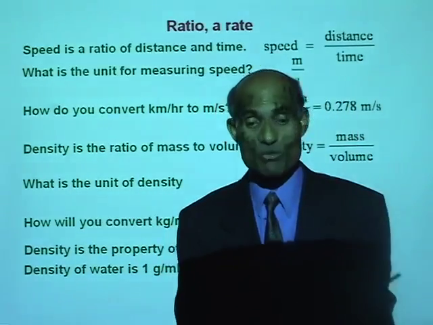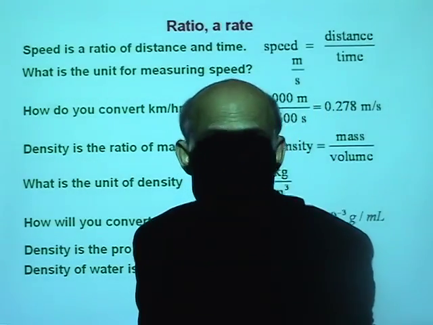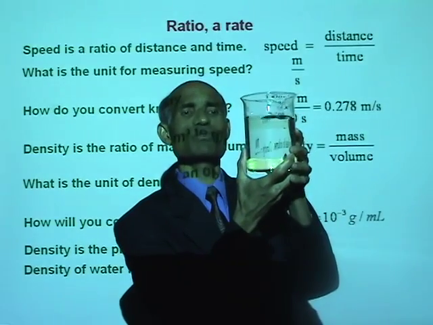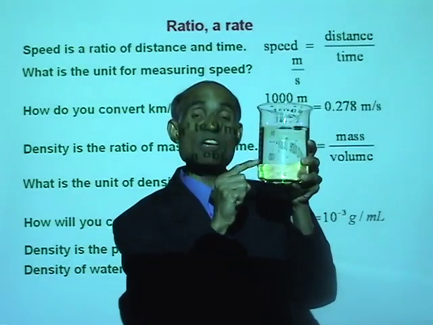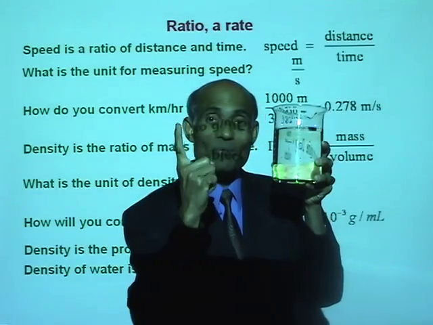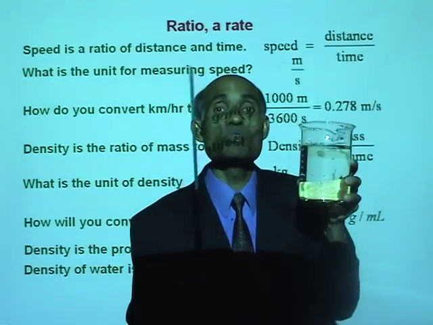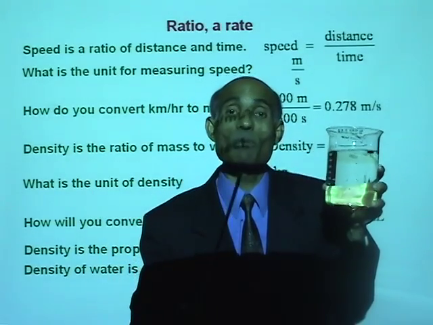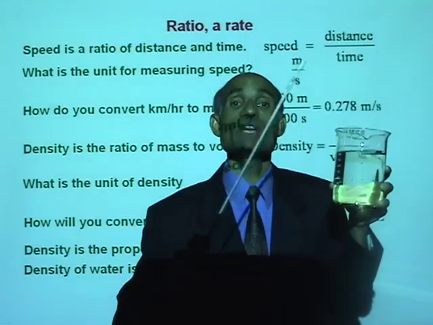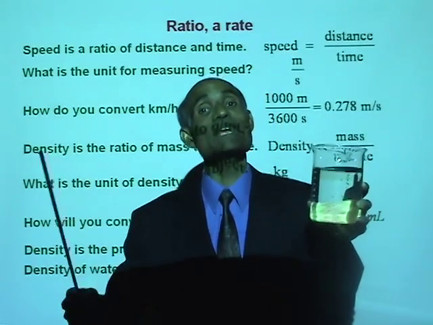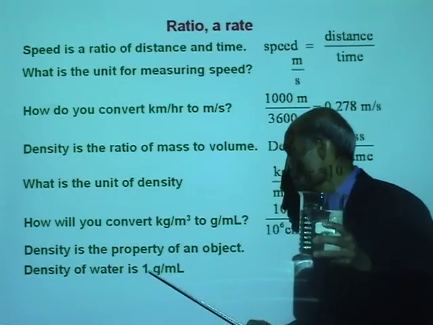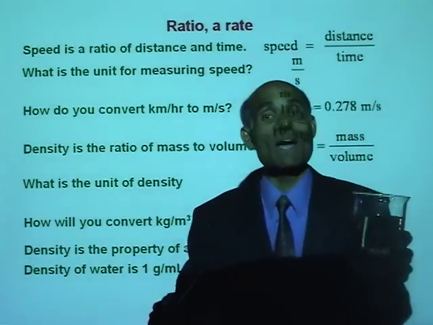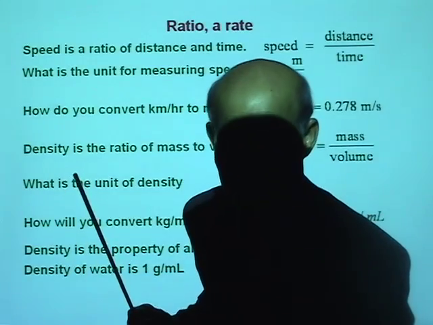That means if you take 1 liter of water, I have actually 1 liter of water here. This is 1 liter of water. And if you measure the mass of this, it will be 1 kilogram. So now, tell me what is the unit of density in kilogram per liter? It will be 1 kilogram per liter. So 1 gram per milliliter is the same as 1 kilogram per liter. Okay.